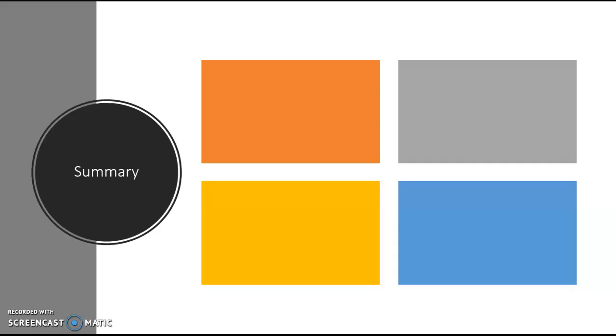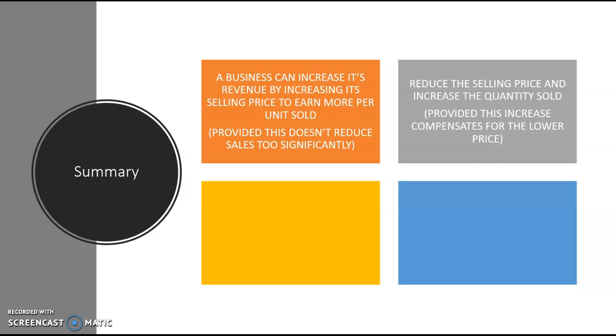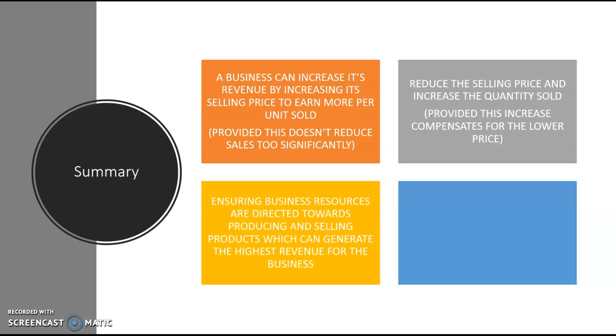So in summary, the business can use a range of marketing objectives and tools in order to be able to maximize its revenue. A business can increase its revenue by increasing its selling price to earn more per unit. This is particularly the case if we identify the price as being too low. However, this is provided that the increase in price doesn't reduce sales too significantly. Alternatively, a business may be able to increase its revenue if it reduces the selling price and increases the quantity sold, provided the increase in sales actually compensates for the lower selling price.